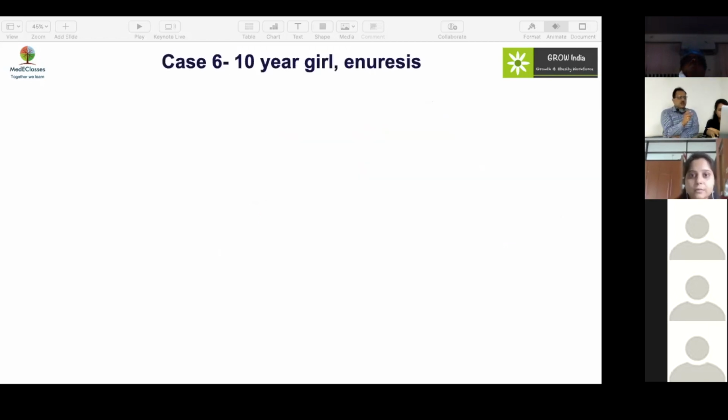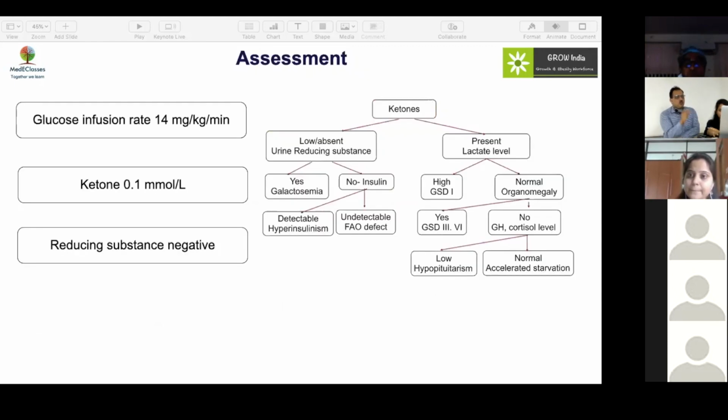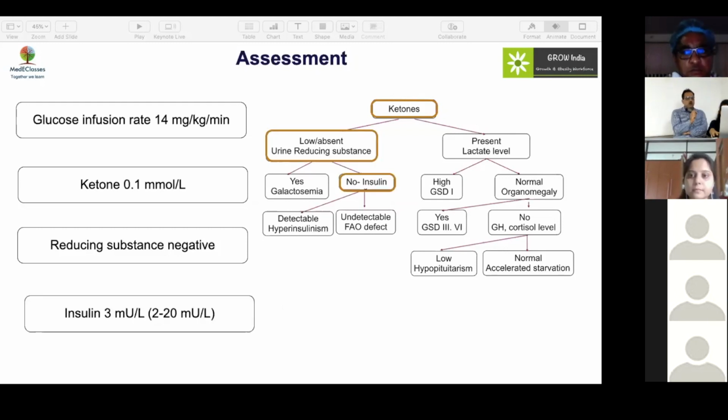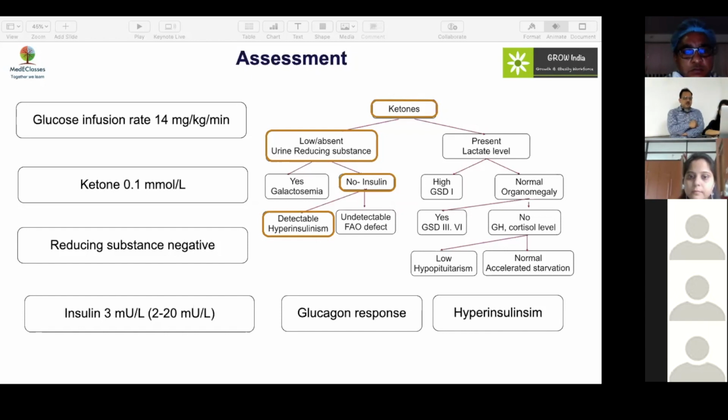I think the big message here is that the most inconsistent finding that you will observe in hyperinsulinism is a high insulin. Usually your insulin will be slightly elevated or normal. So any detectable insulin during hypoglycemia will become significant. If you have non-ketotic, low free fatty acid, glucagon response, think of hyperinsulinism.